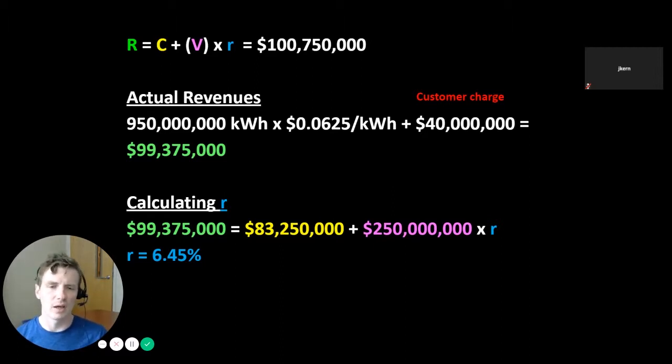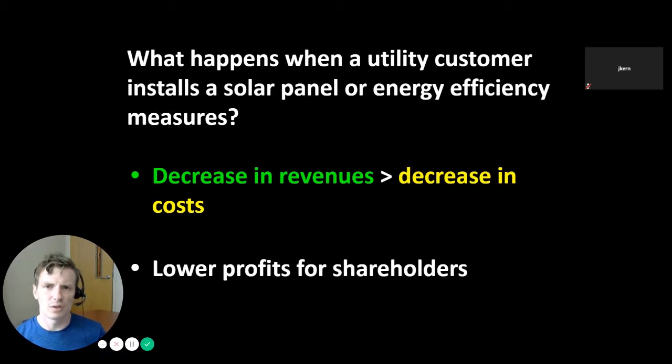And so what this is saying is that if lots of utility customers install solar panels or energy efficiency measures, the decrease in revenues that the utility experiences is actually greater than the decrease in costs they experience, right? So it costs the utility less to provide electricity for its customers, but because most of the costs that utilities have are fixed, their revenues decrease more than their costs actually do. And so if they don't change the price of electricity, what that leads to is lower profits for shareholders.